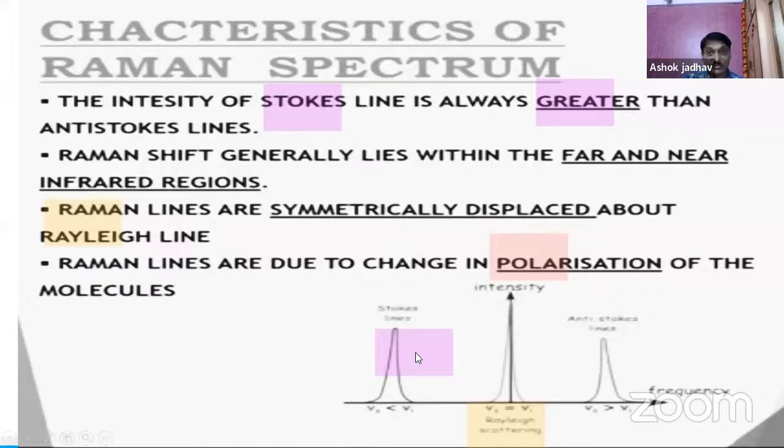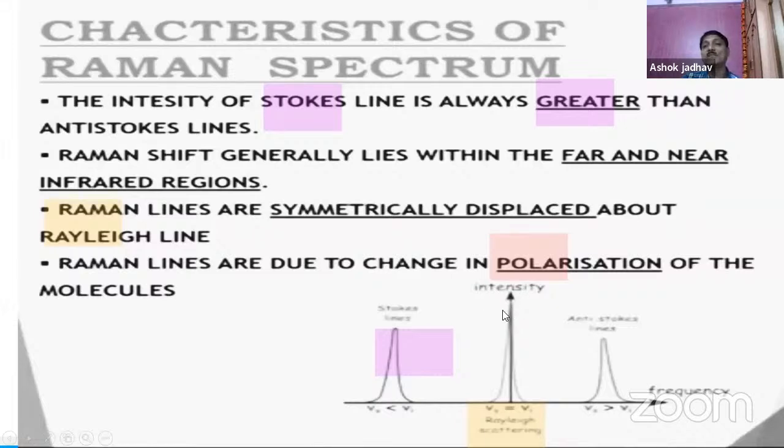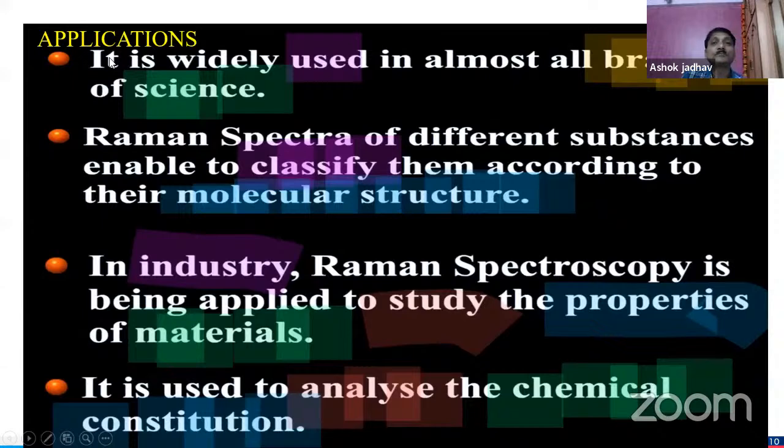That is, the intensity of Stokes lines is much more than the intensity of anti-Stokes lines. So this is another characteristic. Then, it is in the far or near IR region or the UV, ultraviolet region, where the Raman shift is generalized. Then the Raman shift is symmetrically dispersed about the Rayleigh line, because the majority is the intensity of the Rayleigh line. Raman lines are due to change of polarization. So non-polar molecules are also studied by Raman spectroscopy. This is the advantage of Raman spectroscopy.